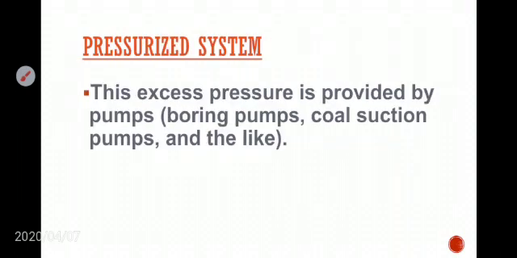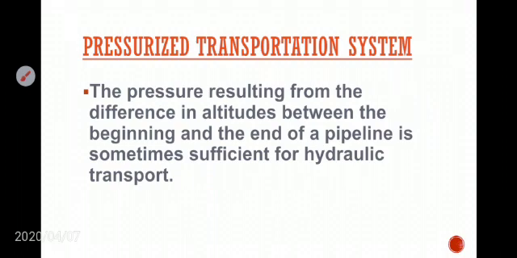And in this pressurized system, the required excessive pressure will be provided by pumps like boring pumps or coal suction pumps and pumps like that, which help in generating high pressures. In pressurized transportation systems, the pressure resulting from the difference in altitudes between the beginning and the end of the pipeline is sometimes sufficient for hydraulic transport. That is, throughout the distance of transportation of this hydraulic mixture, it needs sometimes high pressure and sometimes low pressure.